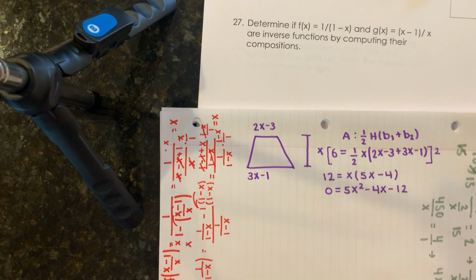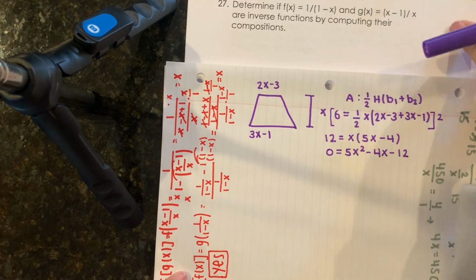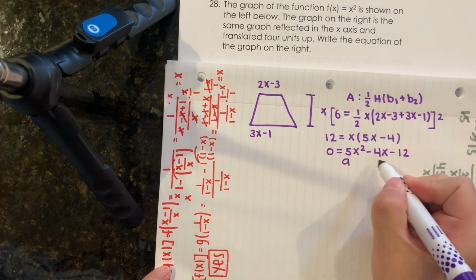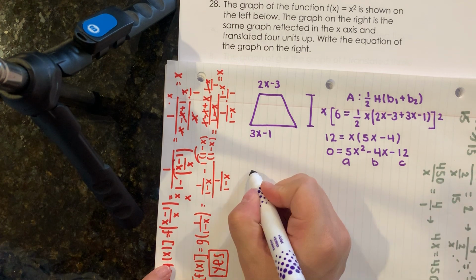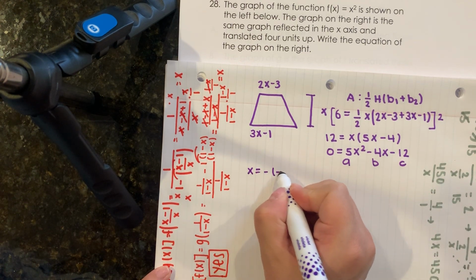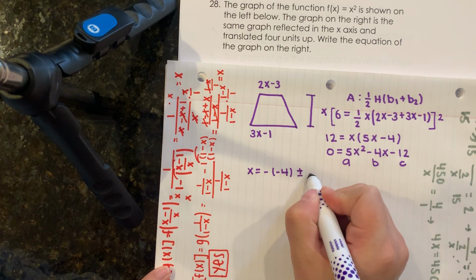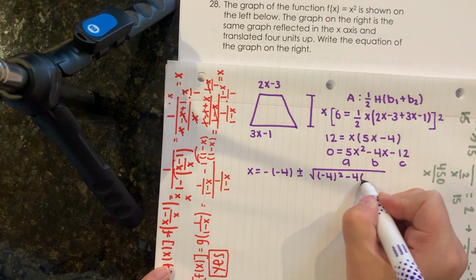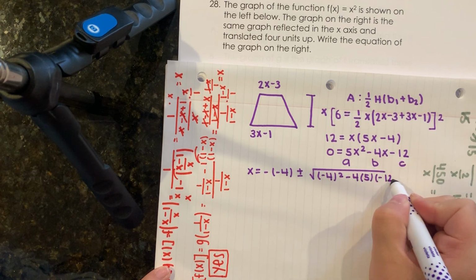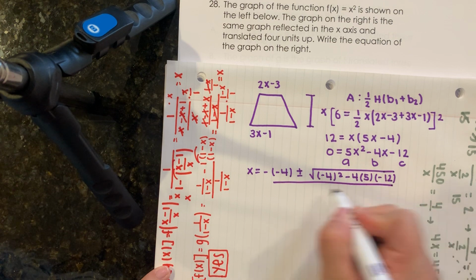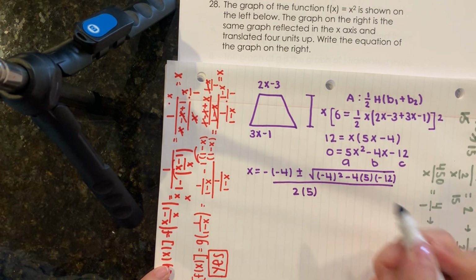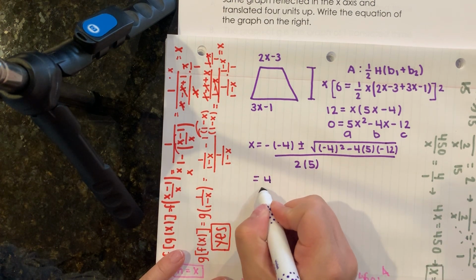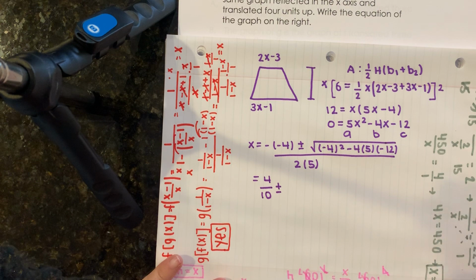And now to solve for x, you have to do either the quadratic formula or complete the square. I'm going to do the quadratic formula. So a, b, and c. So x is going to be equal to negative 4 plus or minus the square root of negative 4 squared minus 4 times a times c all over 2 times a. Now 2 negatives are going to make a positive over 10 plus or minus.